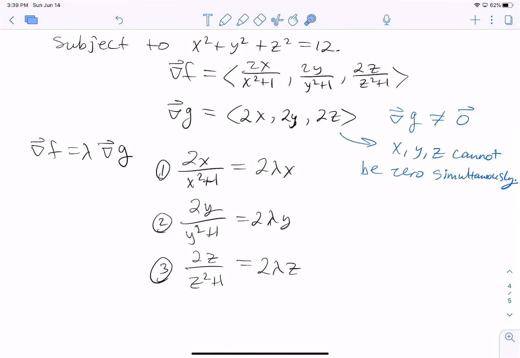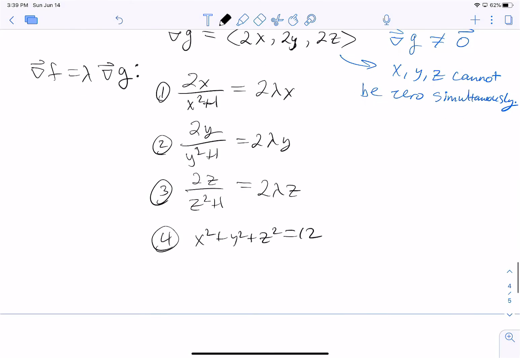And now we see that we have 4 unknowns, right? X, y, z, and lambda. So we need a fourth equation. You know where that fourth equation is going to come from. It's our constraint: x squared plus y squared plus z squared is equal to 12.